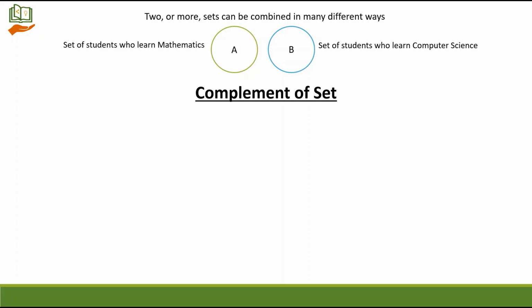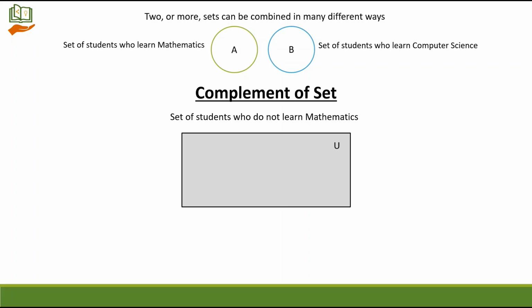Complement of a set. Here only one set will be involved for this operation. So union is between two sets. Intersection is also between two sets. But complement belongs to one set. We are just restricting to the set of students who do not learn mathematics. So let's take the universe here and this is A. If it is A, these people learn mathematics. When it is A complement, we say do not learn mathematics. That's why we have shaded this part outside A.